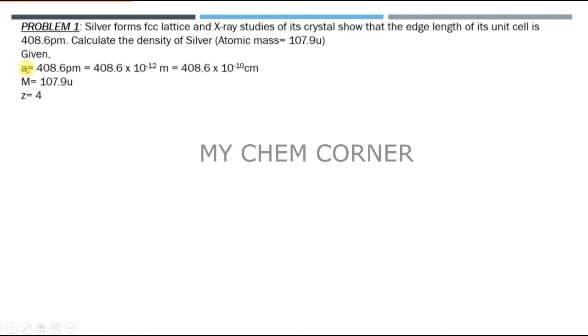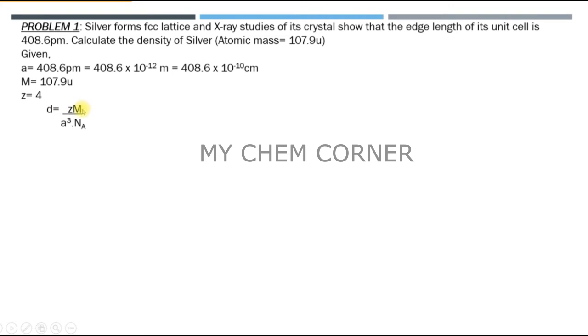So we know what is A, we know what is M, we know what is Z. And Na, which is the Avogadro's number, is a constant value, 6.022 × 10 to the power 23. That should be known by heart. So we have all the values. Now we just need to substitute it in the formula and calculate the density.